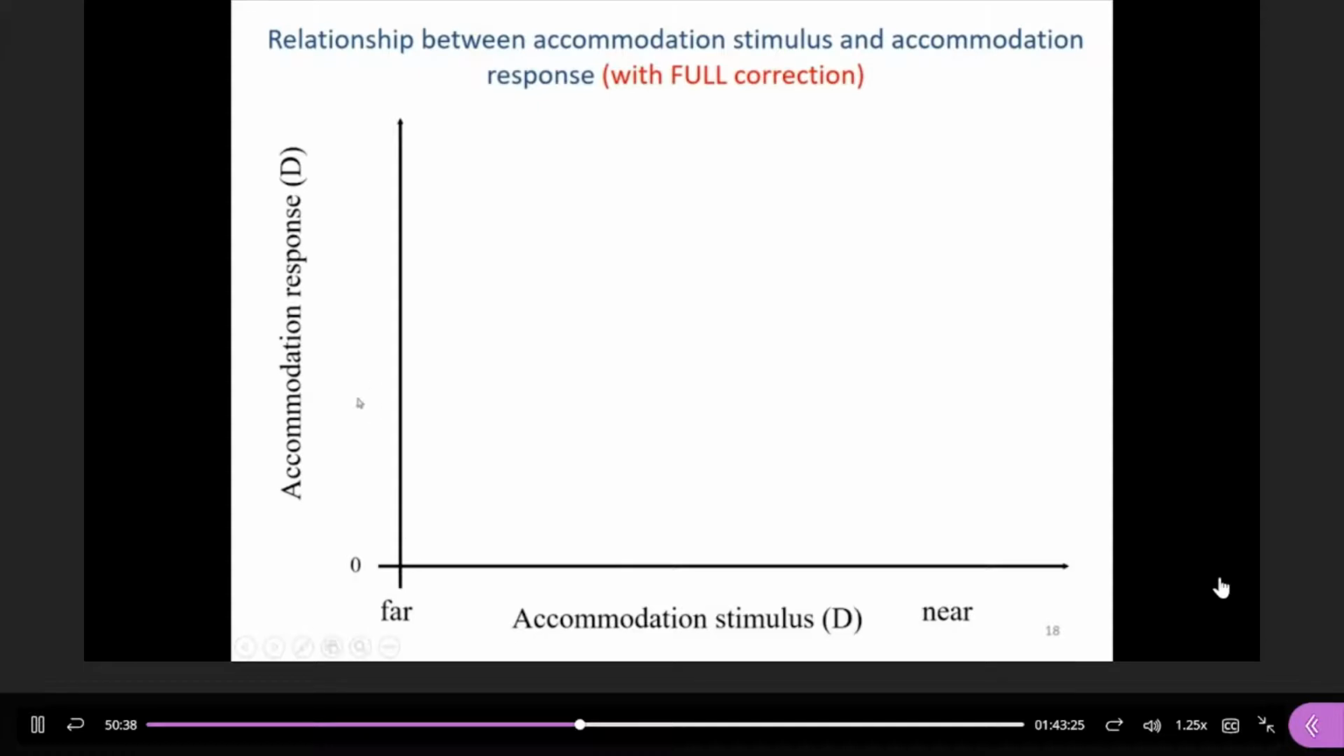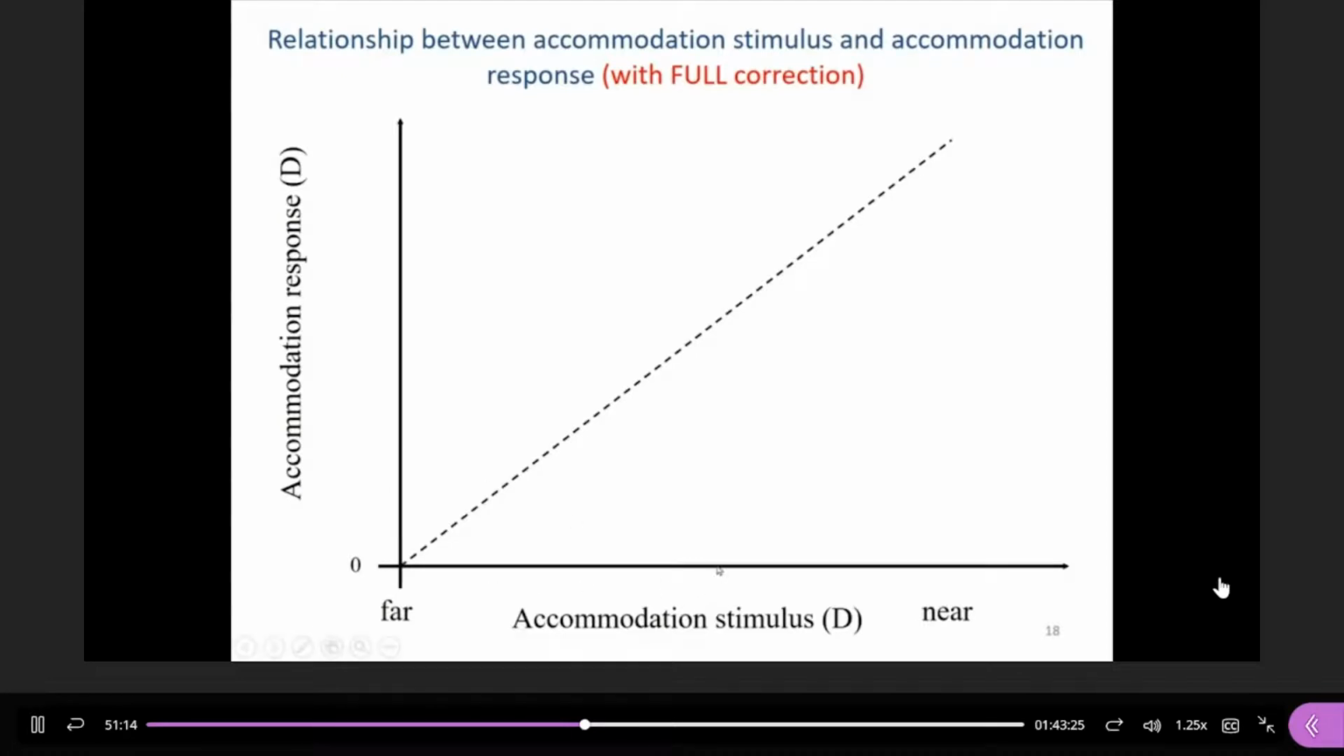So you can see that this is the accommodation response as a function of accommodation stimulus. This is when you're looking at distant objects, presumably at infinity. This is when you increase your accommodation, meaning that you're looking at near objects. Ideally, it should be 1-to-1. Whenever you increase the accommodation stimulus by 1, you should have a corresponding 1 diopter of accommodation response.